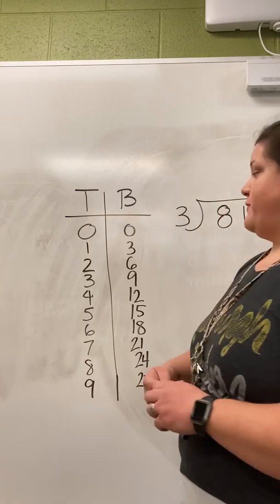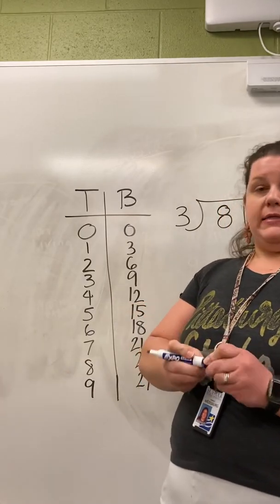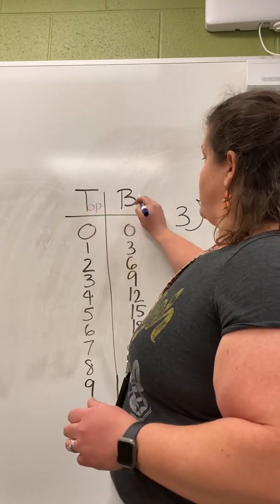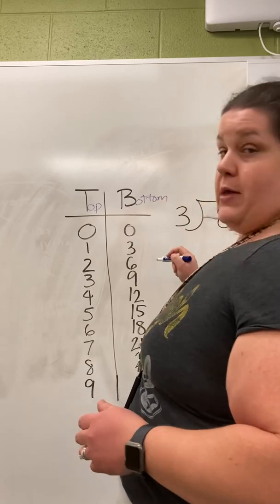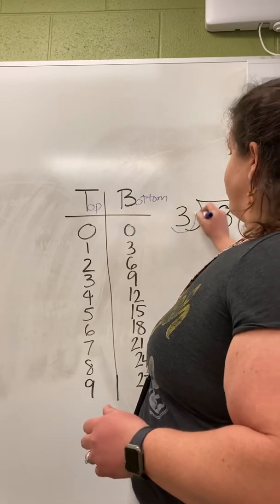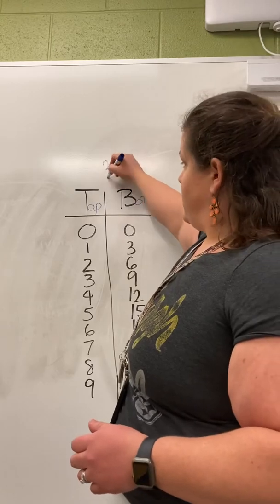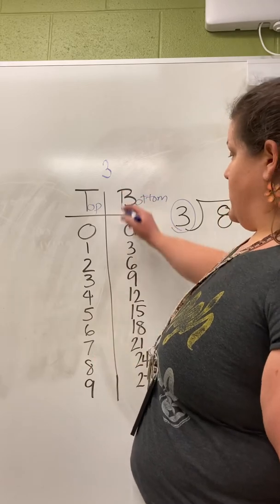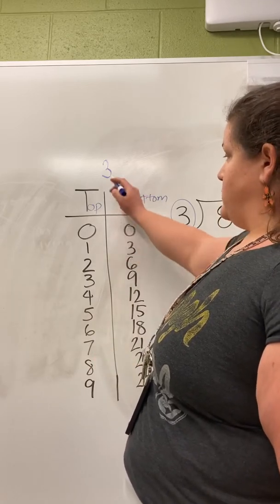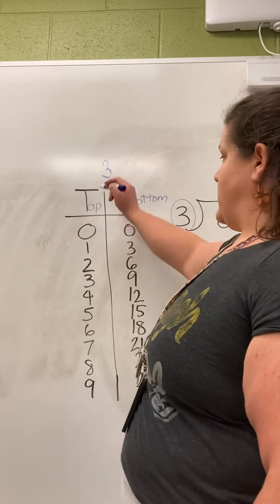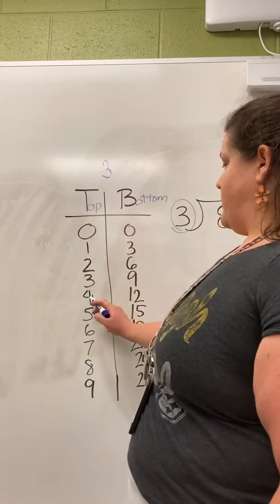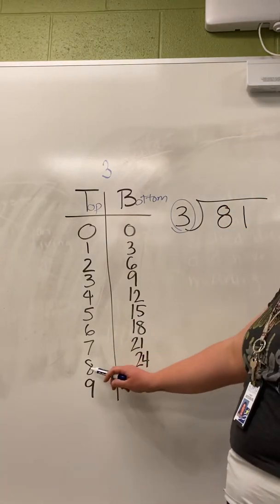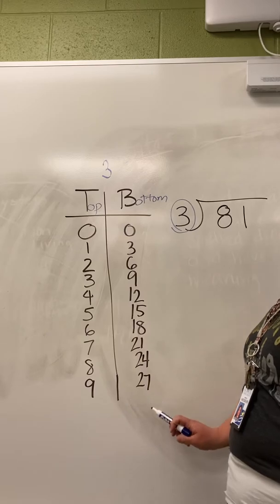So when we have a long division problem, one of the things that I suggest making is a top-bottom chart, which is really a T-chart. And we do that using the multiples for our divisor. So in this case, it's 3. So we list all the factors from 0 to 9 on the top side, and then we list the multiples on the bottom side. So 0 times 3 is 0, 1 times 3 is 3, 2 times 3 is 6, 3 times 3 is 9, 4 times 3 is 12, 5 times 3 is 15, 6 times 3 is 18, 7 times 3 is 21, 8 times 3 is 24, 9 times 3 is 27.